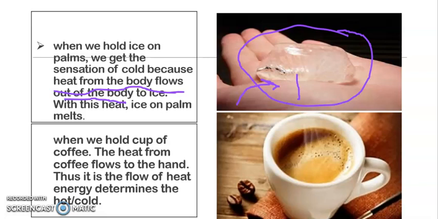And in the second experiment, when we hold a hot cup of coffee, what happens? We feel hot. So the heat from the coffee flows to the hand. Thus, it is the flow of heat energy that determines hot or cold. Here, the hotness and coldness are determined by the flow of heat energy. Heat energy flows from the hot area to the cold area so that we feel cold or hot. I think that you definitely got the concept of heat energy.